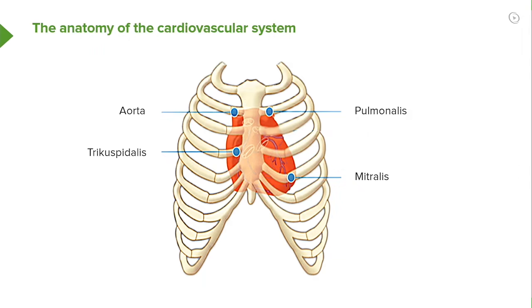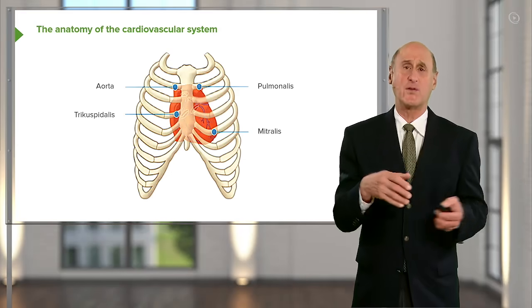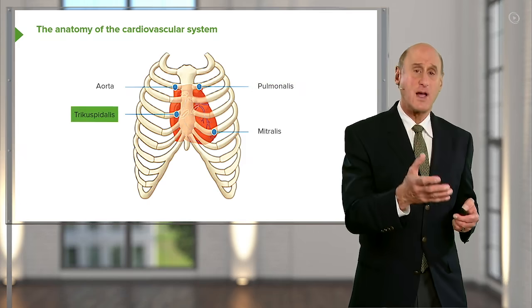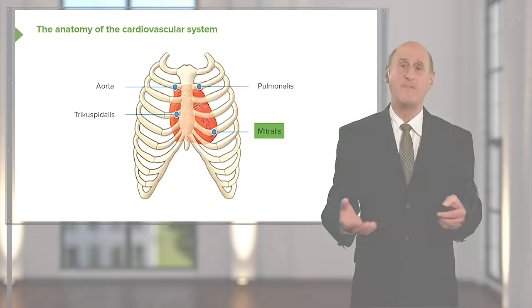You can see that there are 4 heart valves, and the points that are marked here are the places where we listen with our stethoscope when we want to hear that particular valve. So, we're going to go over the names of the valves and where they're located, but just for introduction, you can see that they're the aortic valve, the pulmonic valve, the tricuspid valve, and the mitral valve.